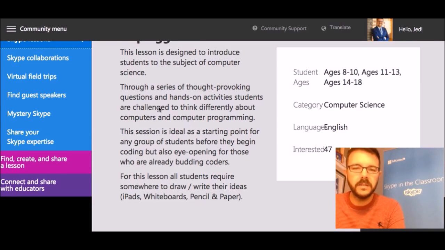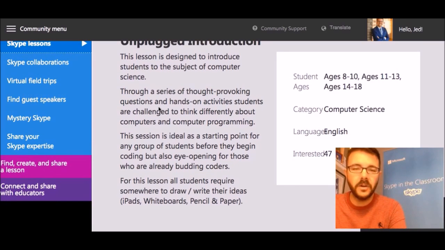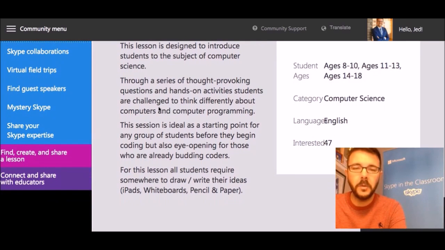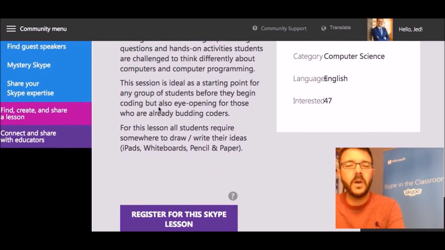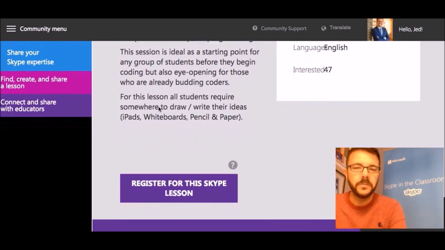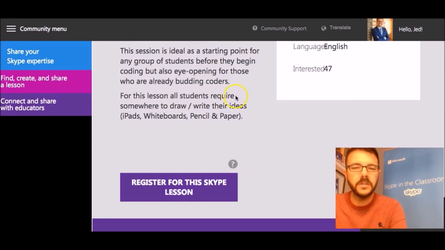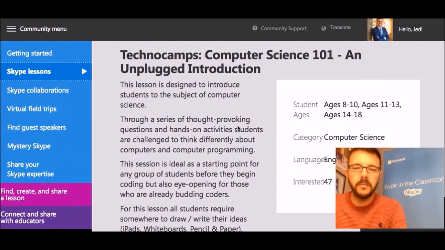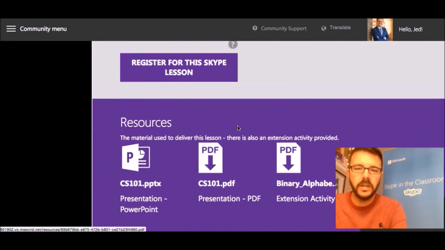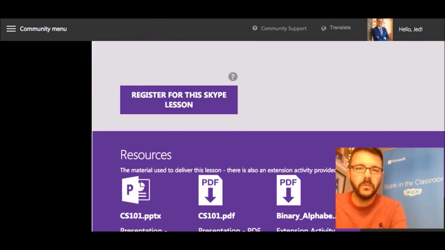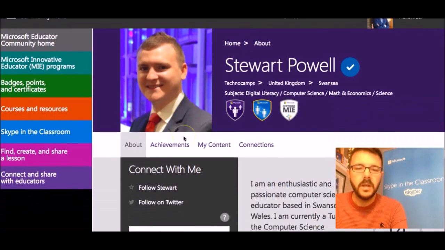So a lesson like this is, like it says here, an ideal starting point for any group of students at the beginning of coding, but it's also a deeper level for those who have already been coding. It says for this lesson, all students require somewhere to draw or write their ideas. So if they had a device, a notebook, that kind of thing. Again, you just scroll down here and click on Skype lesson, or go straight from Stuart's profile page.